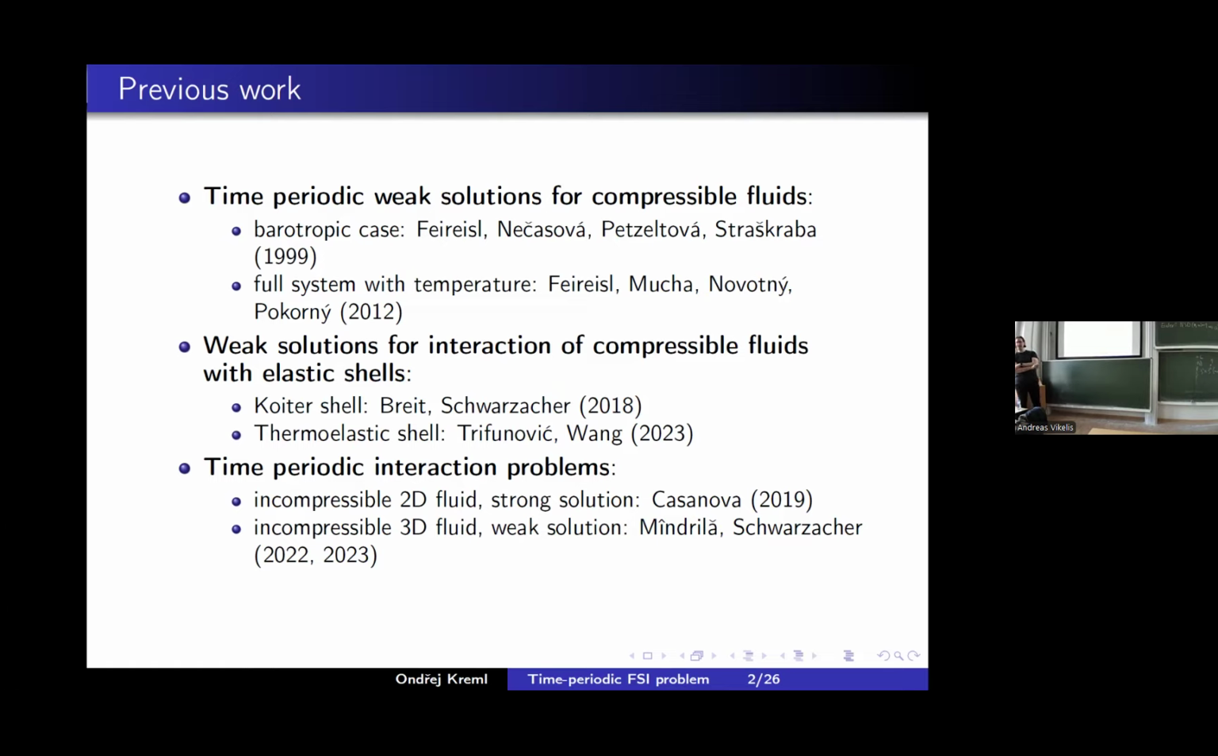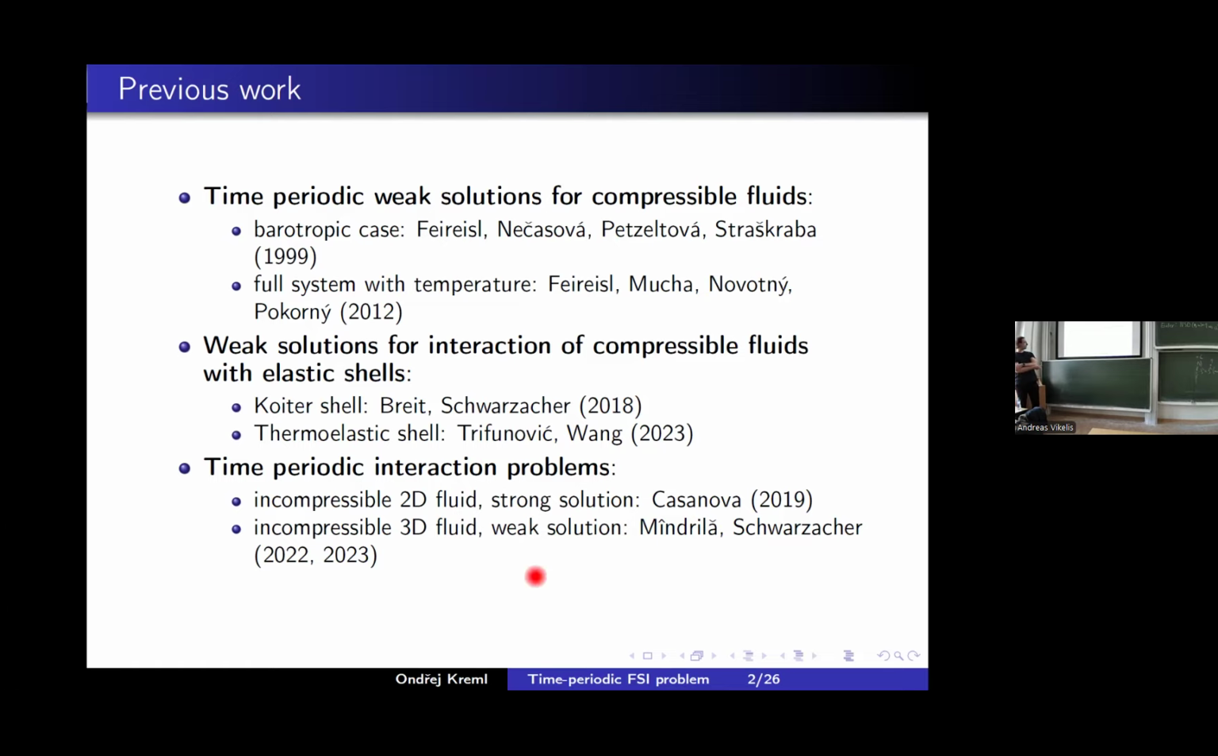So now let's forget about time periodicity and take weak solutions for interaction problems between compressible fluids and some kind of elastic structures. So this is sort of a recent topic, and the important works here were done by Dominic Bright and Sebastian Schwarzacher in 2018 for something which is called Coiter shell, but I will not go into details very much about what this means. And for thermoelastic shells, so with some kind of temperature dependence as well, this was done by Srdjan Trifunovic and Wang in 2023.